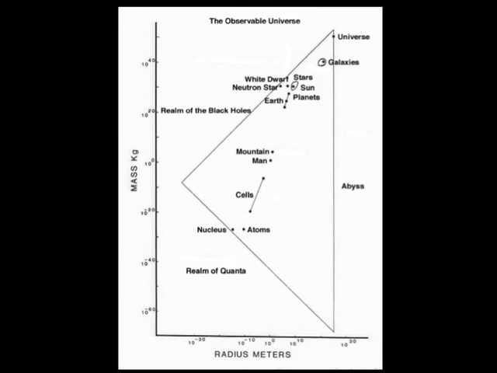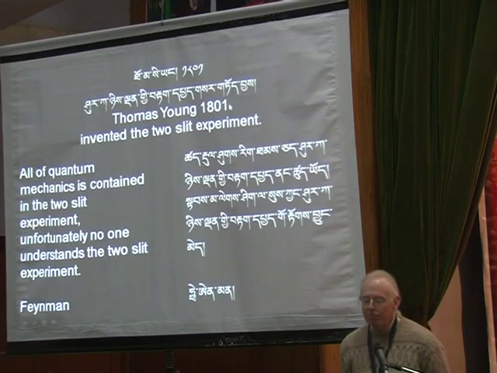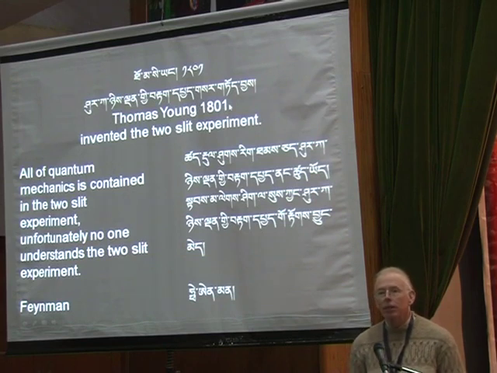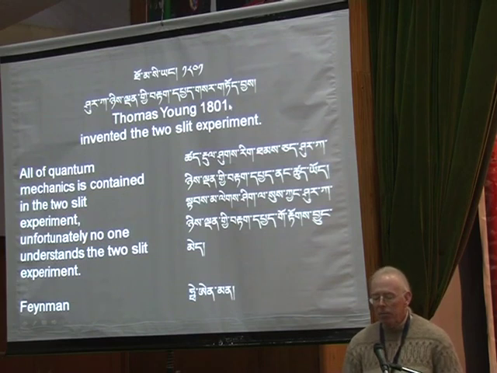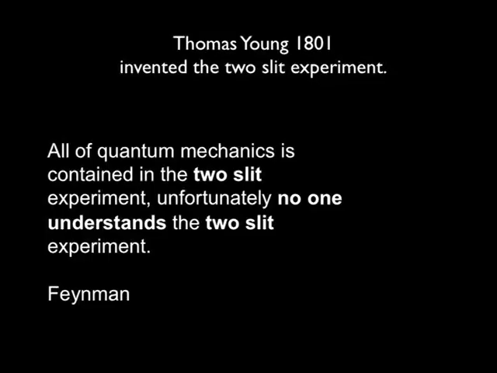Okay, there's one more line left. That's that bottom left line. And that bottom left line, it's the limit of quantum knowledge, that we've discovered that all particles behave as waves. And in 1801, Thomas Young did the 2-slit experiment, which I'll show you about. And Richard Feynman again said, all of quantum mechanics is contained in the 2-slit experiment.